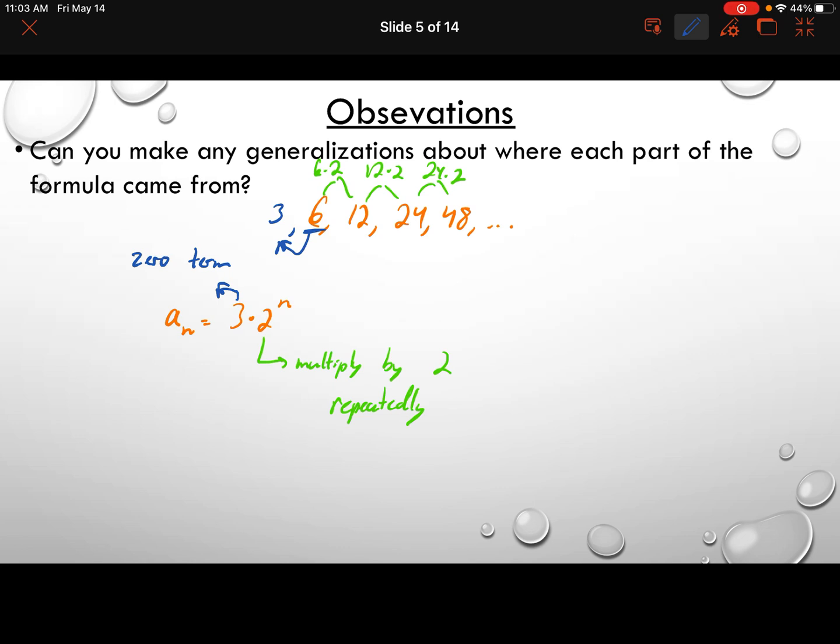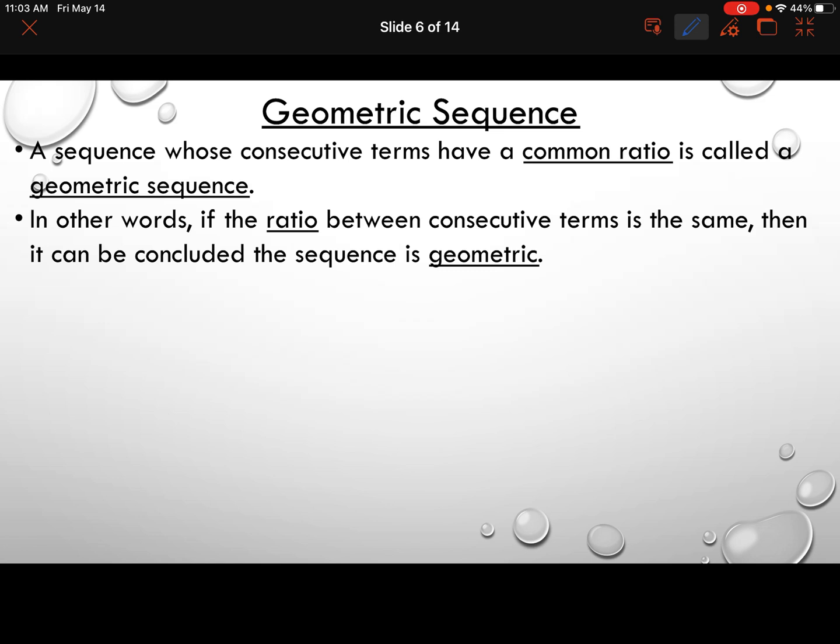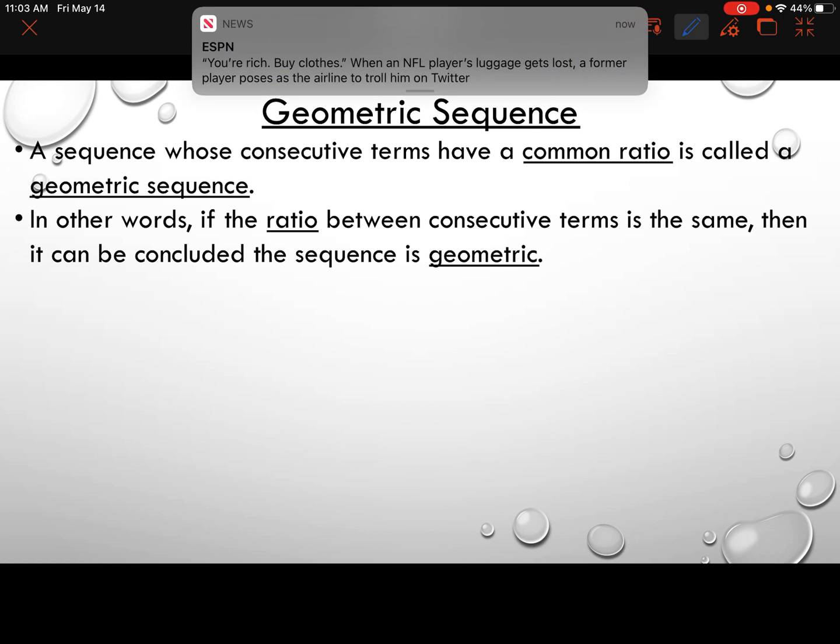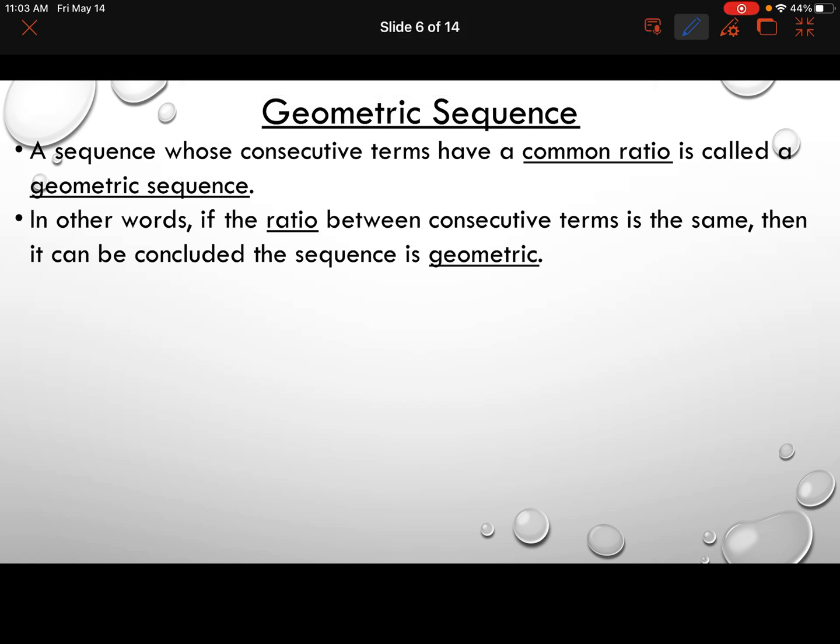So let's generalize this a little bit. So first, some definitions. A geometric sequence. A sequence whose consecutive terms have a common, not difference this time, a common ratio is called a geometric sequence. In other words, if the ratio between consecutive terms is the same, then it can be concluded that the sequence is geometric. So this time around, we're not looking for the difference between each term. We're looking for the ratio between each term. And that's something we'll talk about in our next example, so don't worry.